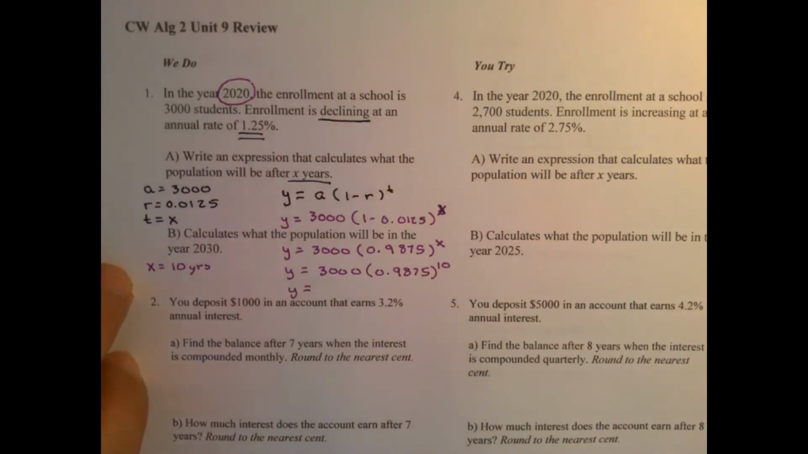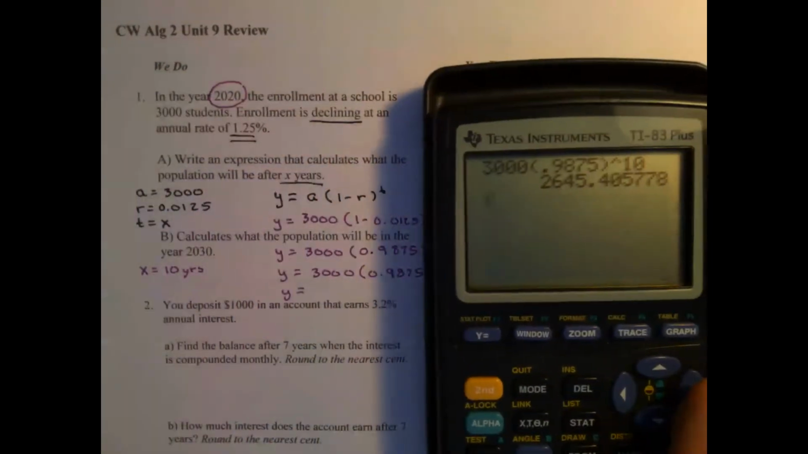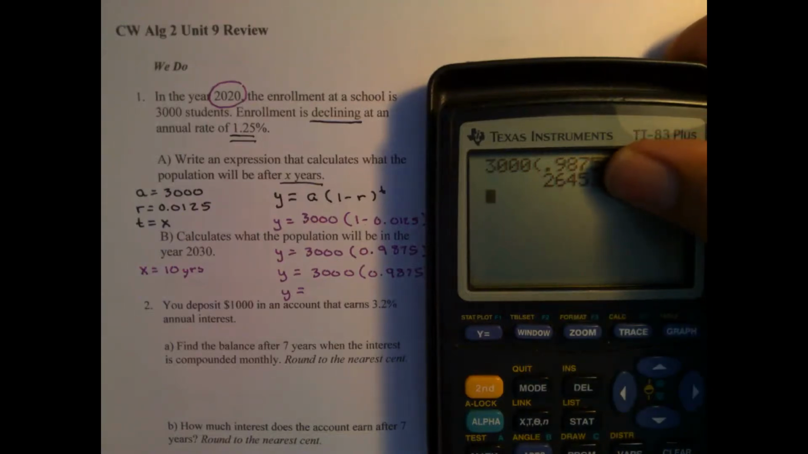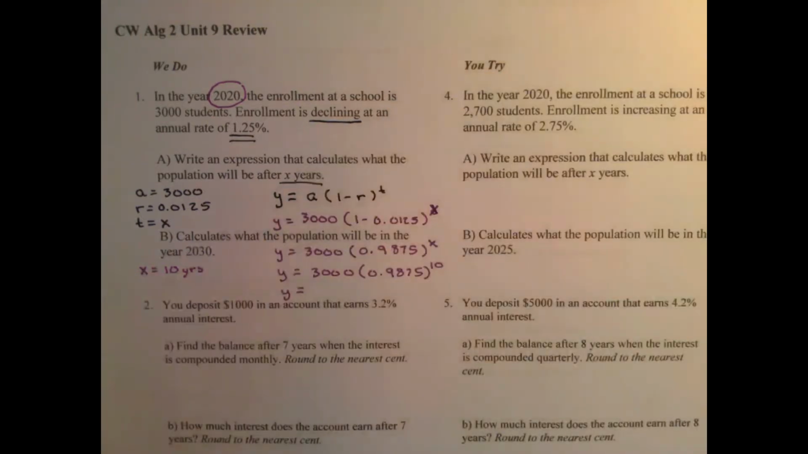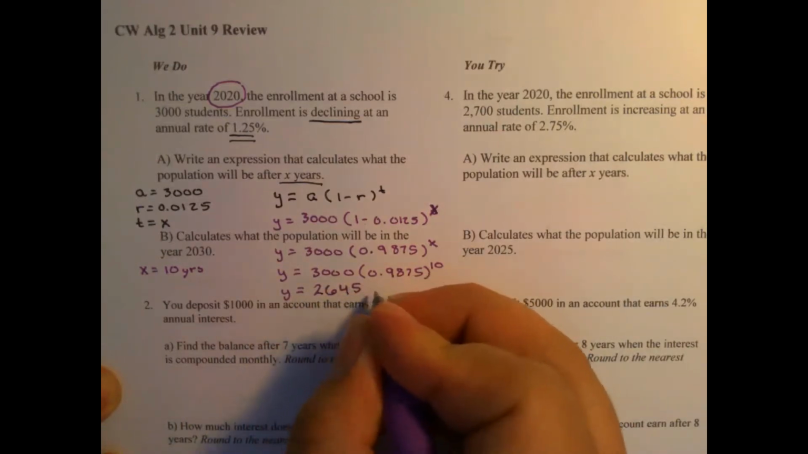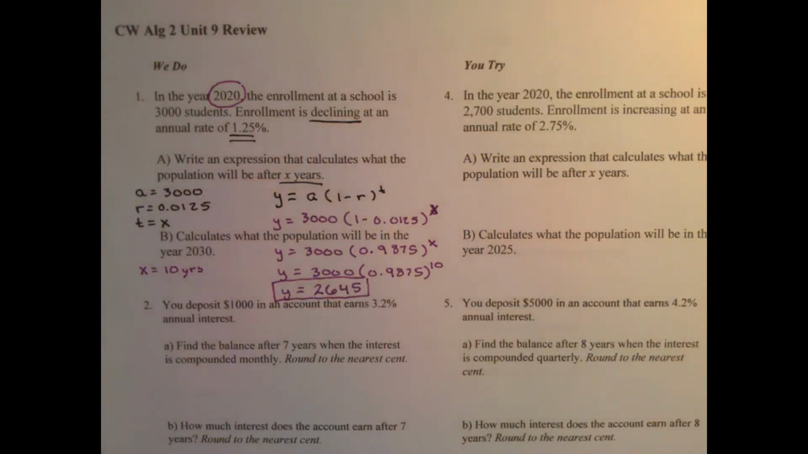Now remember, we will be getting a decimal value for this. So let's show you here. It's 3,000 times 0.9875 to the power of 10. This is the answer I'm getting on my calculator. But remember, we're talking about students, so we can't really do decimals. So it's 2,645 or 2,646. But because it's just the 4, we're going with 2,645. So 2,645 students. Now remember, the enrollment was declining, so that's why it's less than the 3,000 that we started with.